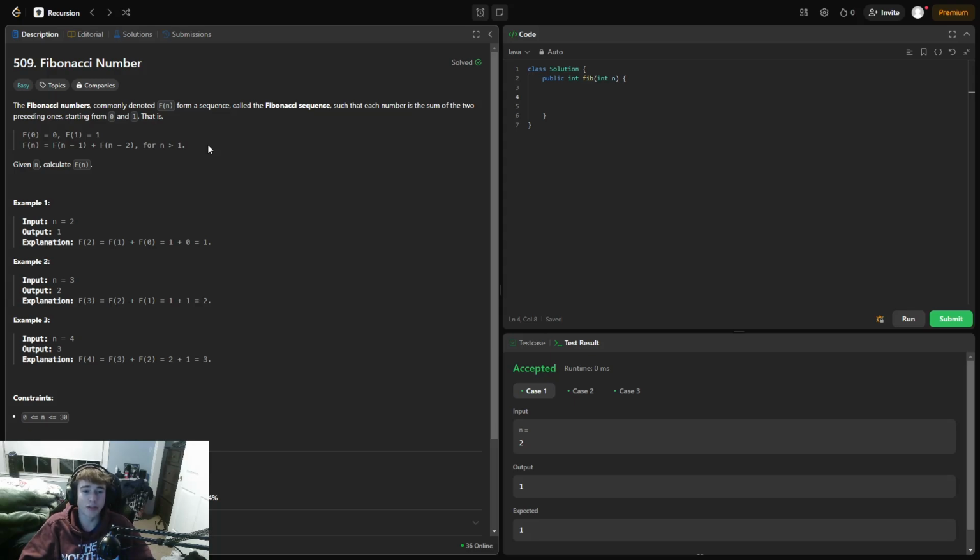To start off by reading the problem, the Fibonacci numbers, commonly denoted as f of n, form a sequence called the Fibonacci sequence, such that each number is the sum of the two preceding ones, starting from 0 and 1. That can sound confusing, but in reality, it's just a string of numbers that increases as so. It'll go 0, 1, 1, 2, 3, 5, 8, 13. If you don't know the Fibonacci sequence, looking at this, you can understand the pattern yourself. I got 5 by adding 3 and 2, 8 by adding 5 and 3, and so on. That's just the basic introduction of the Fibonacci sequence.